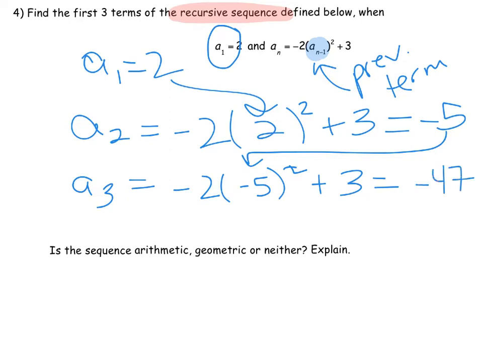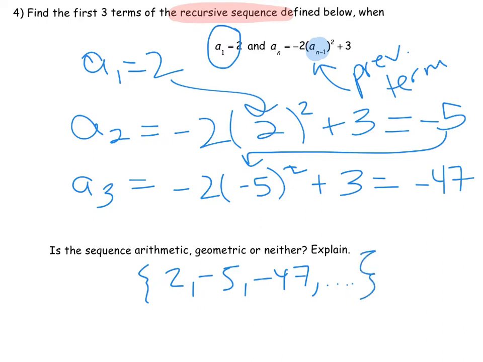Okay, so now the question asks if this sequence is arithmetic, geometric, or neither. So you have to look, is there a pattern? As I go from 2 to negative 5 to negative 47, is it being added by a fixed amount? Is it being multiplied by a fixed amount? Or is there no commonality between them? All right, so again, I want you to think about this question. A question like this will be on your quiz for tomorrow.